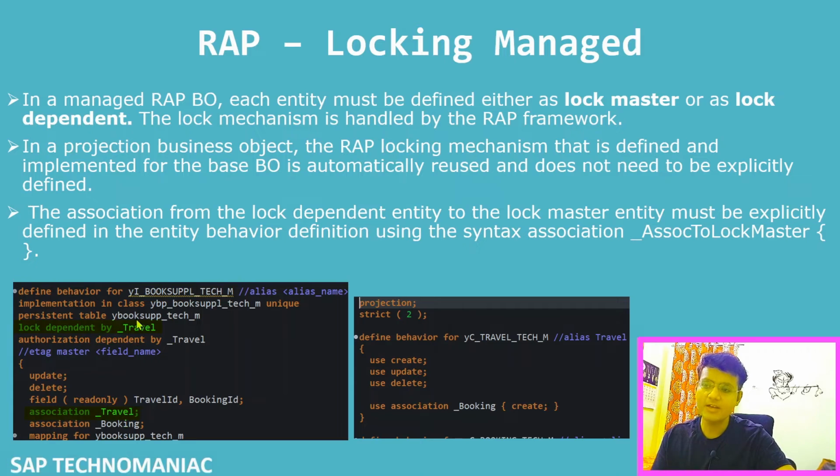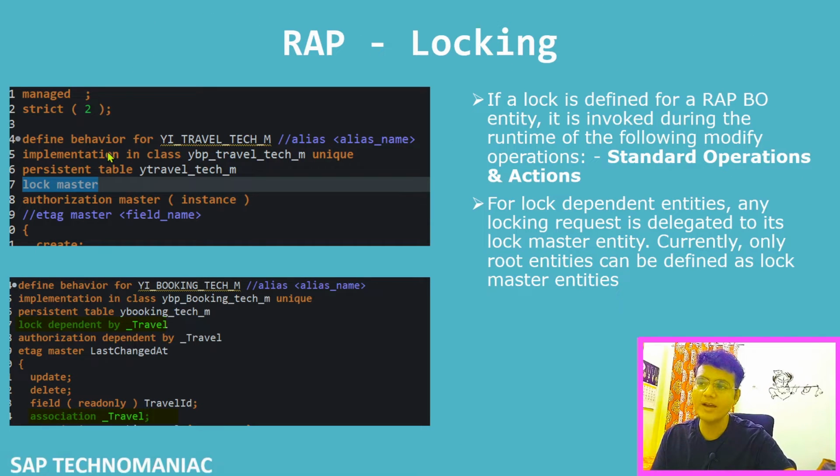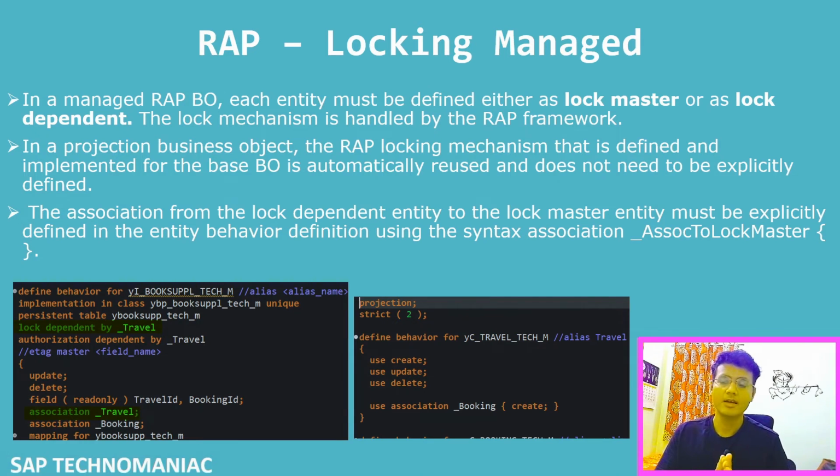So whenever you are giving your parent entity as lock dependent by your lock master, in this case the lock master is the travel, and this lock dependent by travel means this is a child entity of this travel, and my lock master is a travel in this case. So whenever I edit the booking also, that lock will be delegated to the lock master, and that entire travel instance will be locked, even if you are editing one booking of that particular travel. So this is how it works in real time.